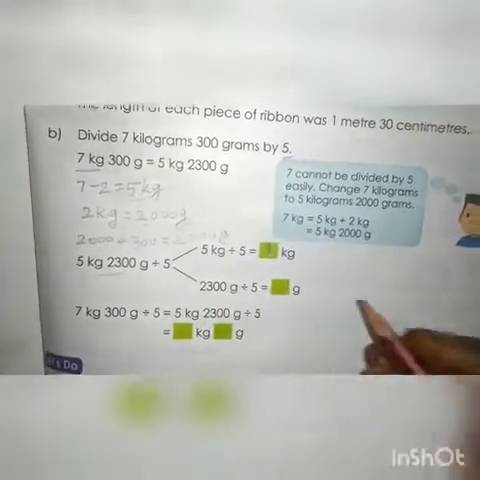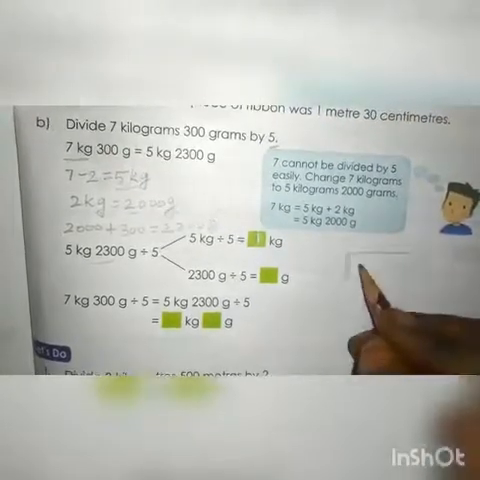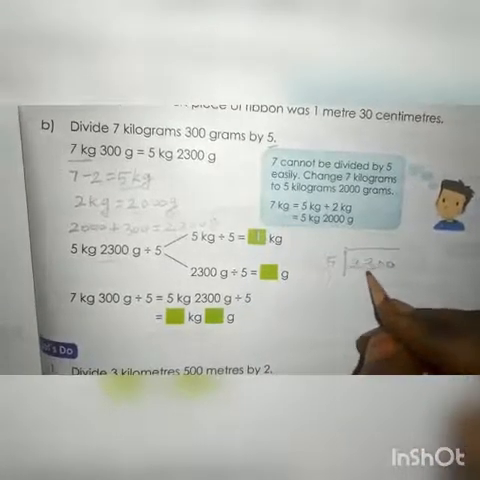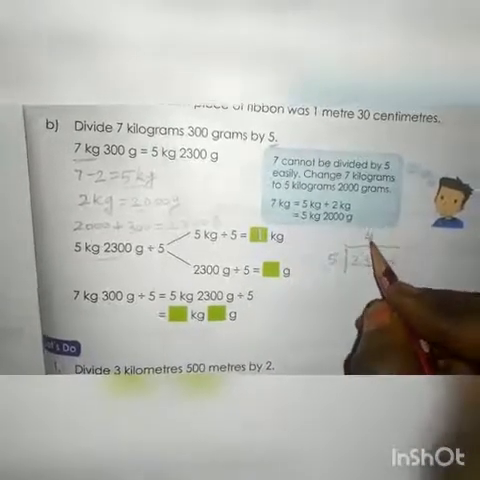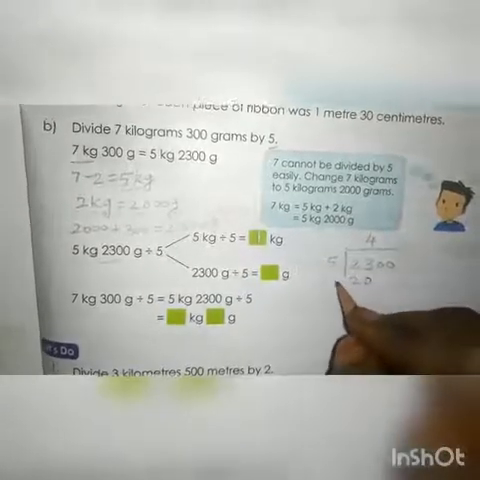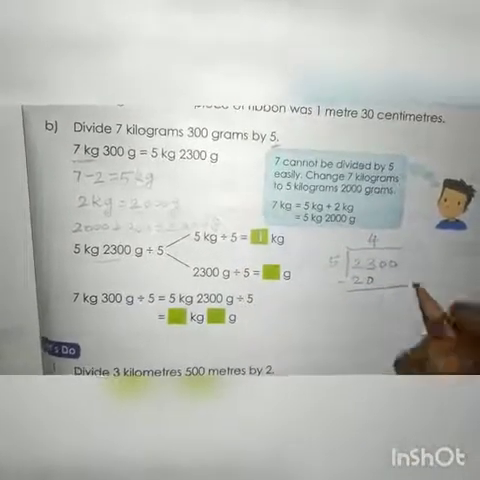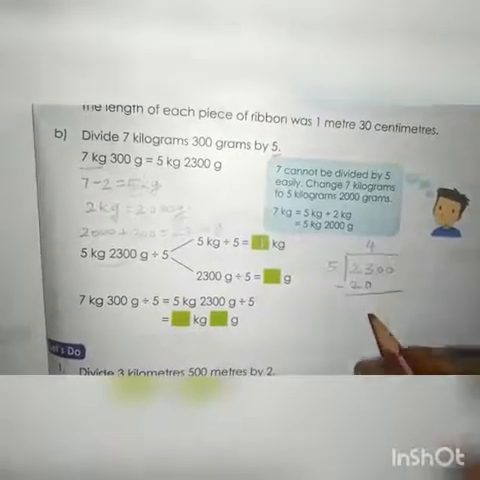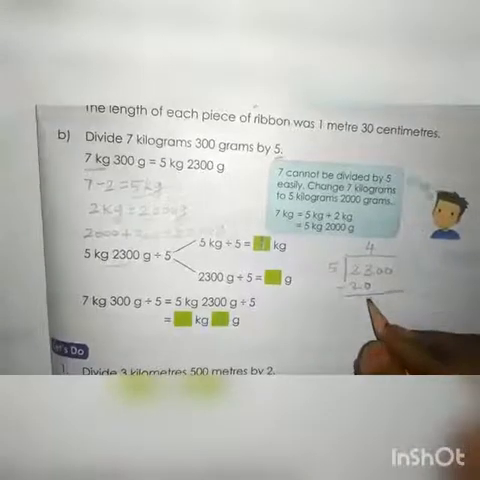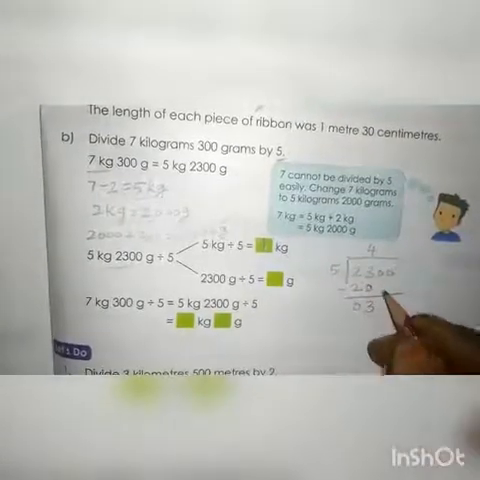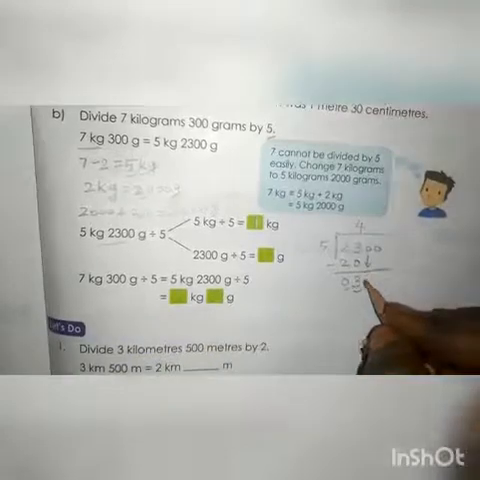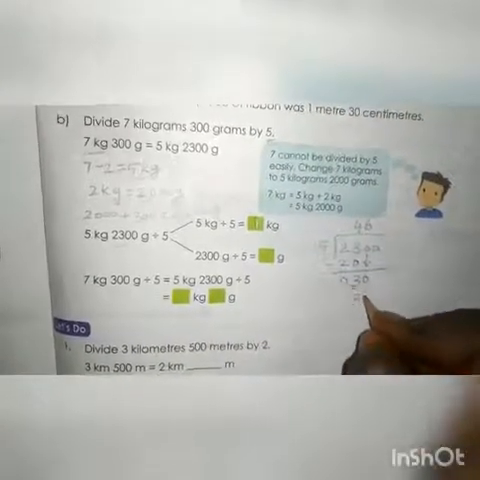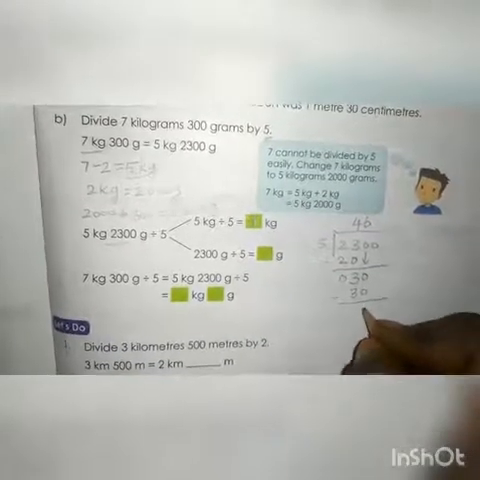2300 gram divided by 5. How many times will we get 23? 4 times. 5 4s are 20. If we take 5 times, we will get 25. 5 5s are 25. So 25 is greater than 23. So we cannot take 5 times. So we have to take 4 times only. Subtract this, then we will get 3 minus 0, 3, 2 minus 2, 0. Now bring down 0. How many times will we get 30? 5 6s are 30. Subtract this again. 30 minus 30 is 0.